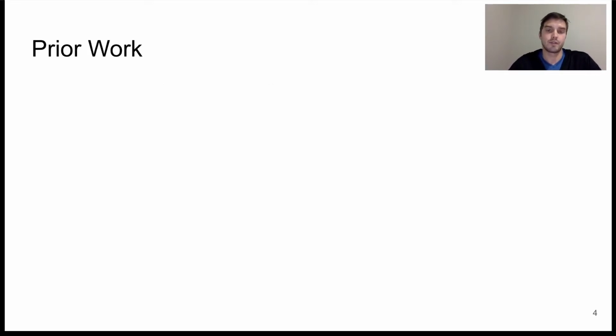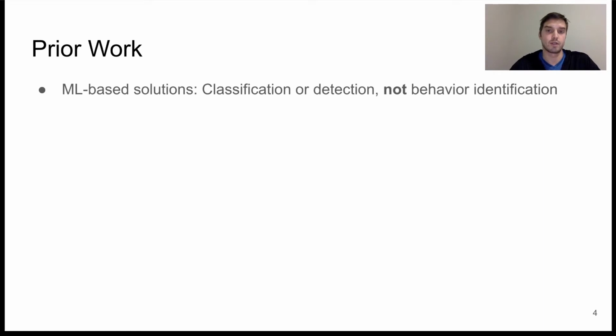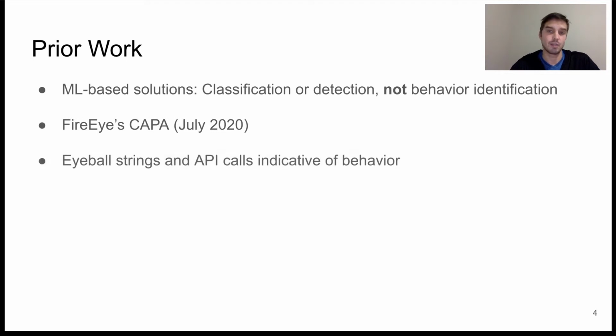Work on malware classification and detection via machine learning has existed for more than 15 years. However, these solutions do not identify individual behaviors, but rather the whole sample as a malware or malware category. In 2020, FireEye released a tool called Kappa, which uses rule sets made up of specific instructions, API calls, and strings to identify malicious capabilities at the basic block and function level. However, these rules must be created by hand and can easily be evaded by API and string obfuscation techniques.